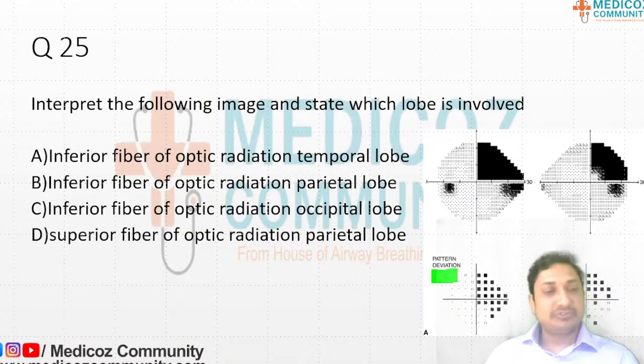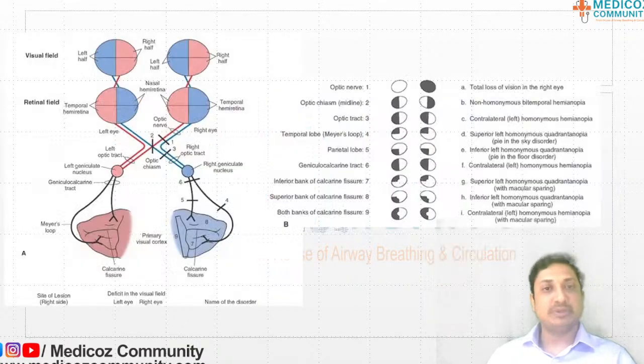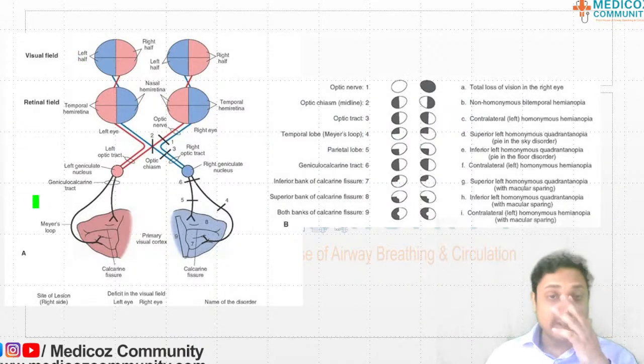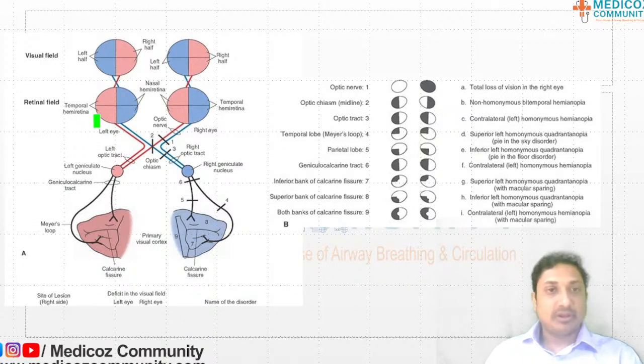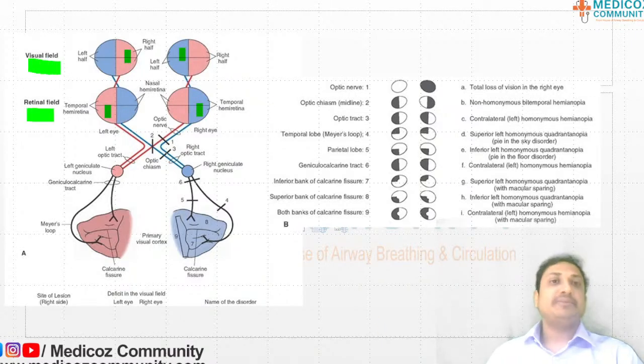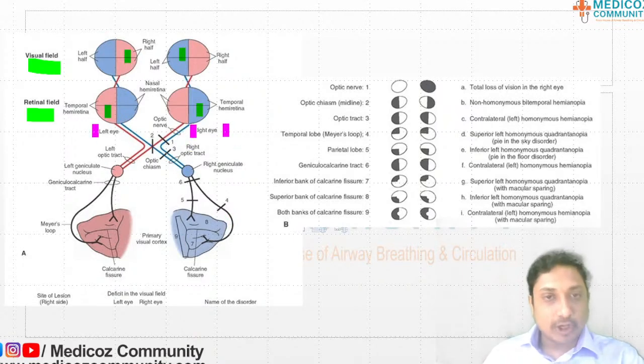So before finding the answer to this question, let us first be well versed with the visual pathway. You should know that this is your eyeball and this is your retina. The temporal retina corresponds to the nasal visual field, and the nasal retina corresponds to the temporal visual field. Know this first. Then regarding the visual pathway, this is the right eye, this is the left eye. We are seeing the optic tract, and the optic chiasm is in the center.